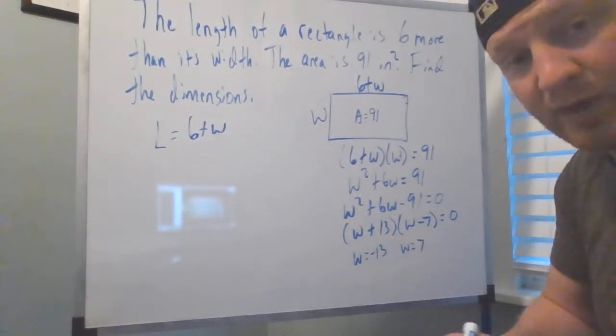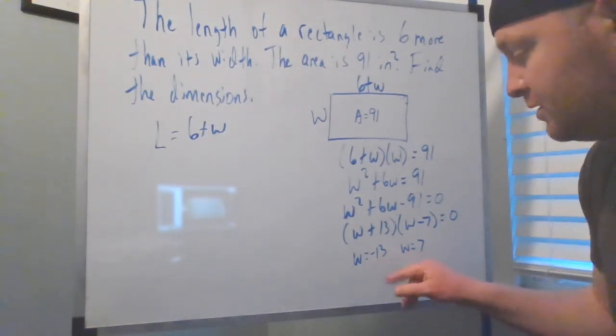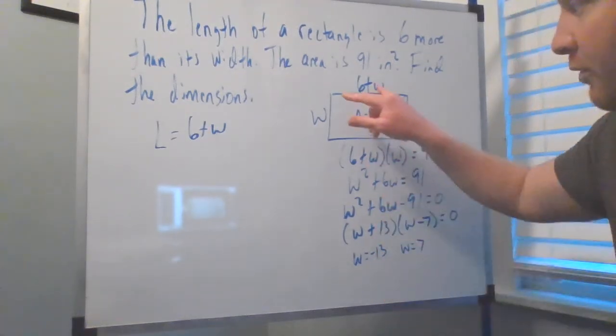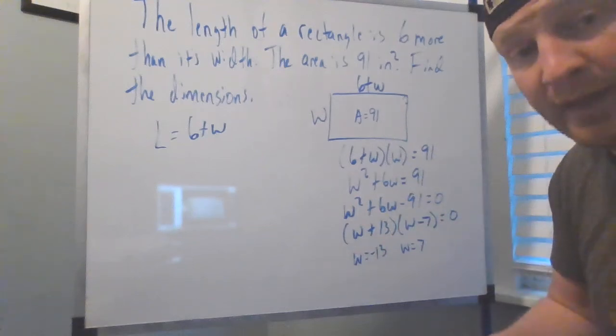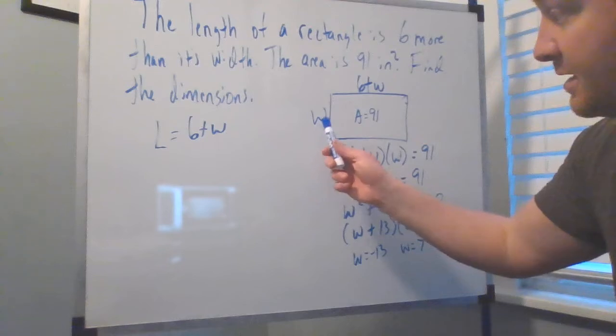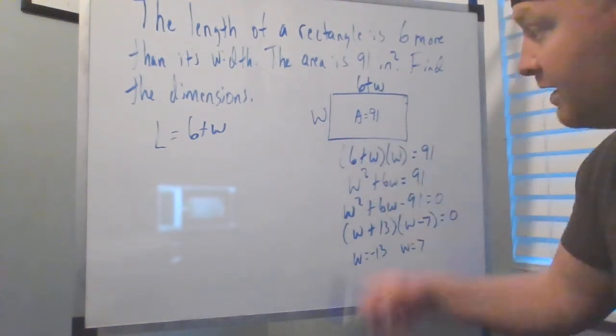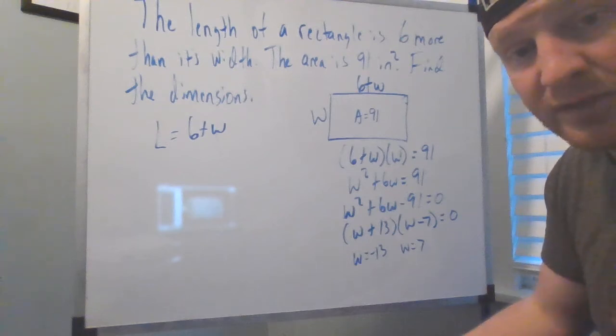Now, which one of these 2 solutions do you think makes the most sense to represent the width and the length? It has to be the positive number, so that means this is 7 and this is 13, because you replace w with 7. That's how you do that. So that is one way to do this.